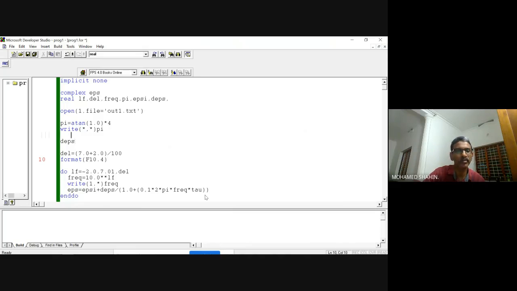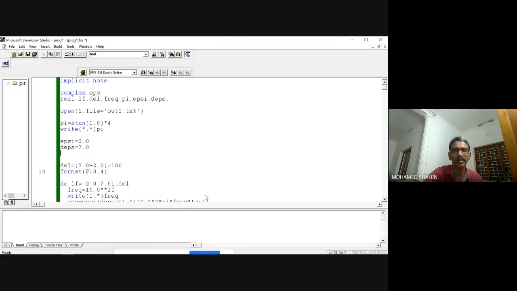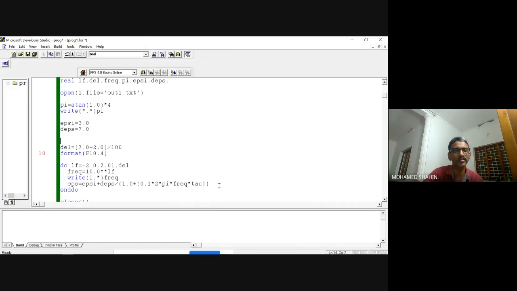DPS, before that EPSI epsilon infinity we put something like 5, DPS we put something like, or let us put it 3 and 7. Now the next quantities tau is 1 by frequency 1 e minus 3, so that peak loss frequency would be the reciprocal somewhere around 10 raised to 3, means 1000 hertz.